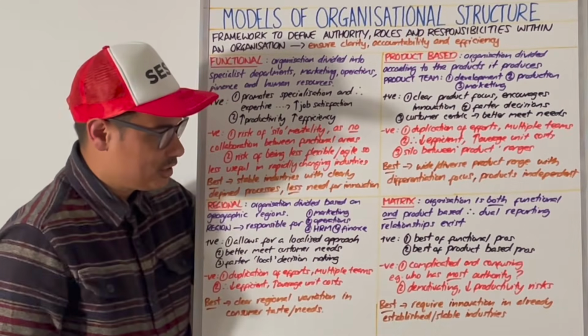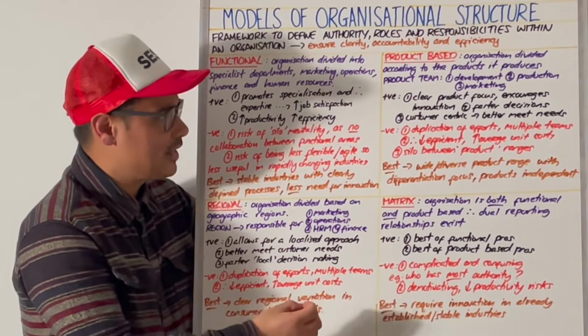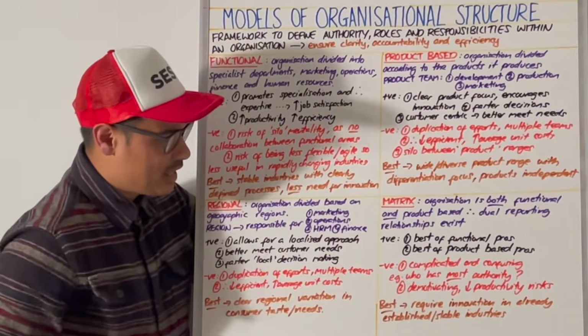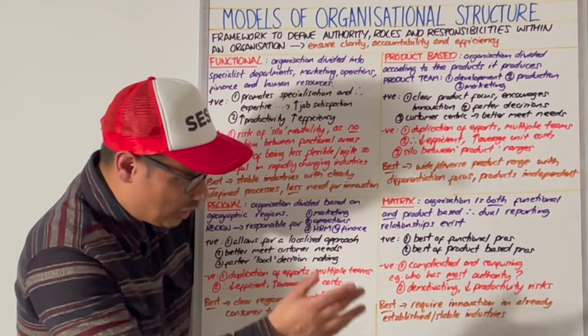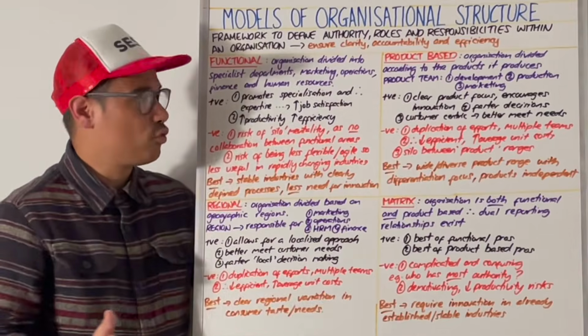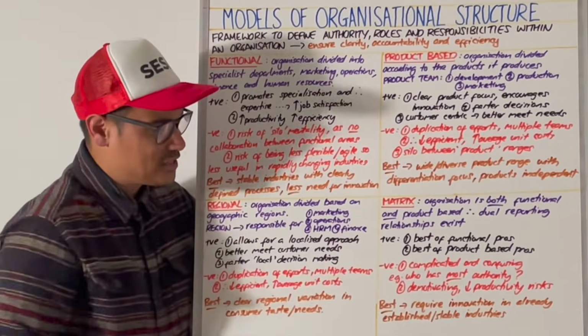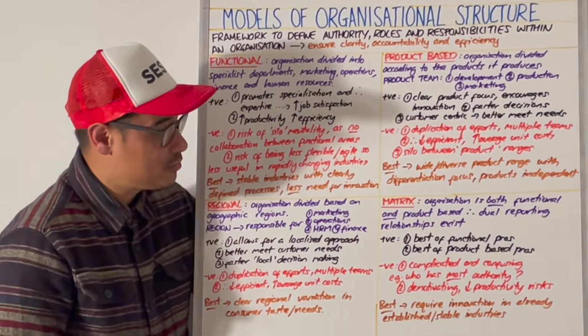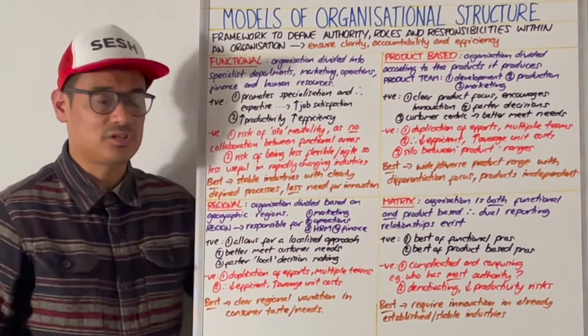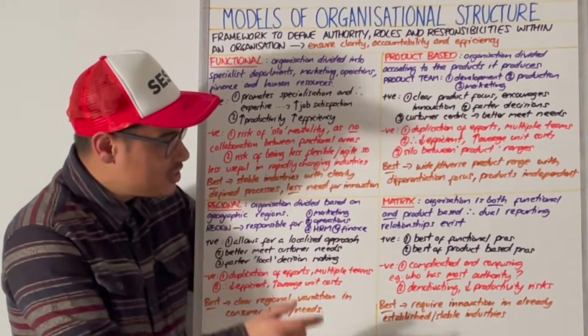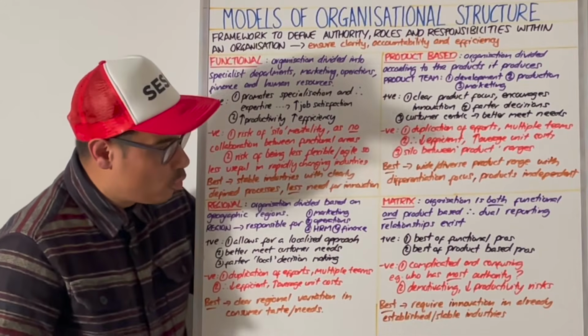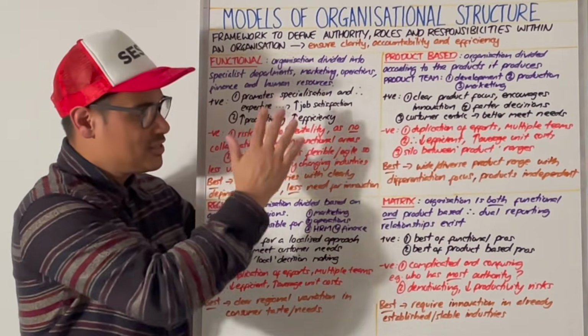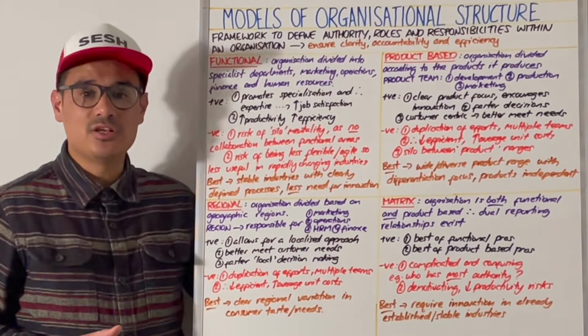more customer centric. But the issues here, it could be quite complicated. You've got a manager here, a manager there. And it could be confusing, quite complex. Who has more authority, the functional manager or the product-based manager? That could cause issues. That could be demotivating having that situation, and that could lead to less productivity. Best to use matrix structures, however, when you require innovation, but in a stable, established industry.